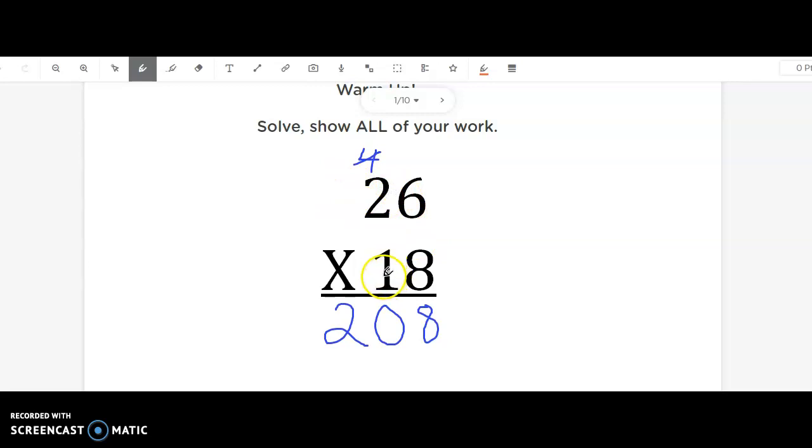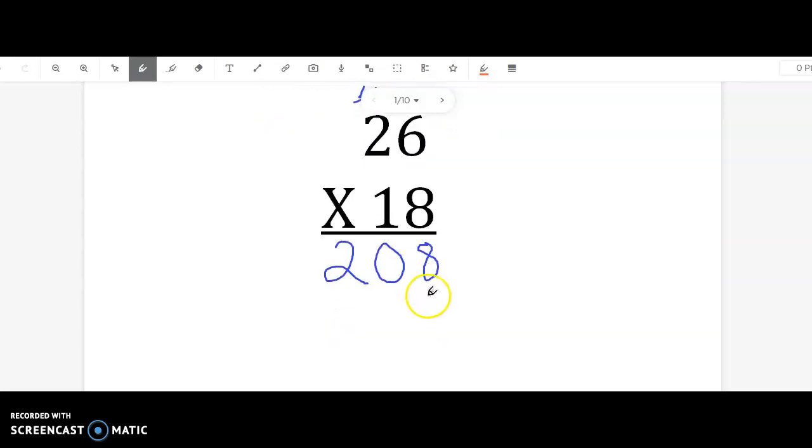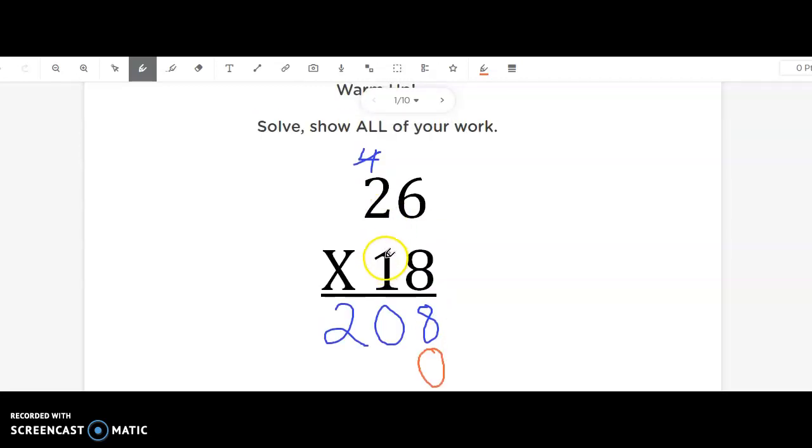I'm going to go to my bottom number and I'm going to move from the ones place to the tens place. And I'm going to multiply times 1, which in reality is really 10. So I'm going to fill in a 0 there so that I'm not multiplying times 1, I'm actually multiplying times 10.